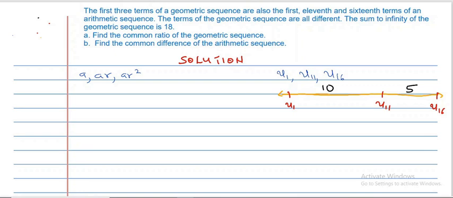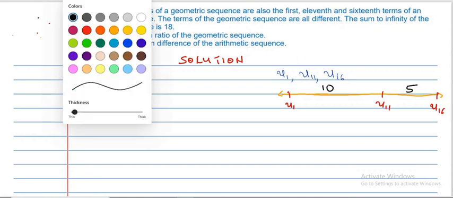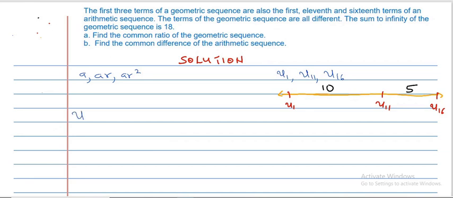What does this tell us? It tells us that the distance between U11 and U1 is twice the distance between U11 and U16. Because from U1 to U11 is 10 steps, from U11 to U16 is 5 steps. So since 10 is double 5, it tells us that the distance between U1 and U11 is 2 times the distance between U11 and U16. So we can draw a certain conclusion. We can say that U11 minus U1 will be equal to 2 times U16 minus U11. Right? Because we had said that the distance between U11 and U1 is 2 times the distance between U11 and U16. Does this make sense?